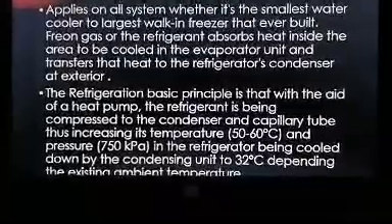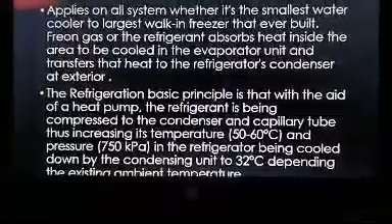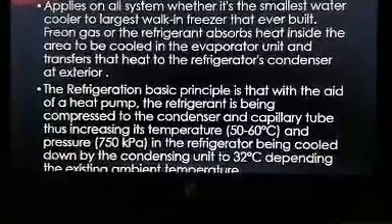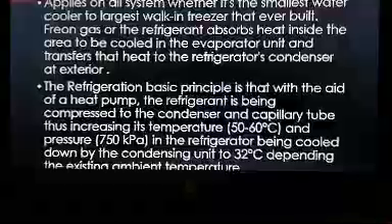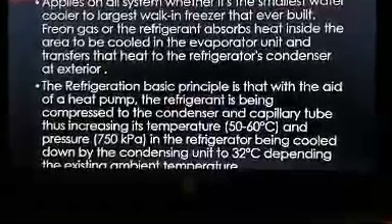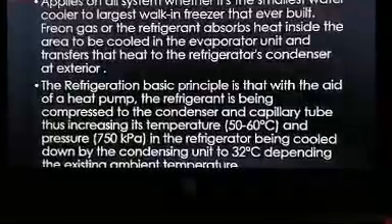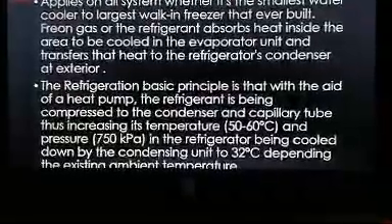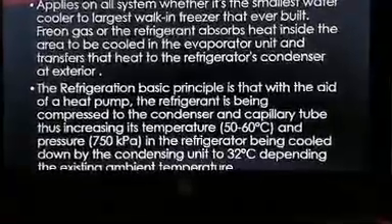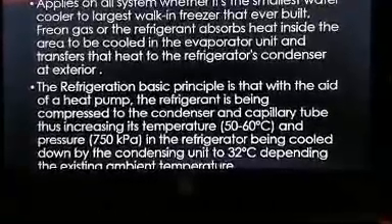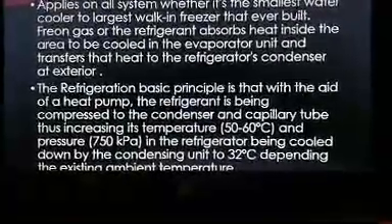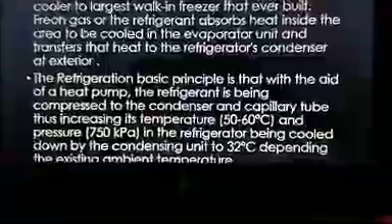The refrigeration basic principle is that with the aid of a heat pump, the refrigerant is compressed to the condenser and capillary tube, thus increasing its temperature to 50 to 60 degrees and pressure to 7500 kPa in the refrigerator, being cooled down by the condensing unit to 32 degrees C depending on the existing ambient temperature.